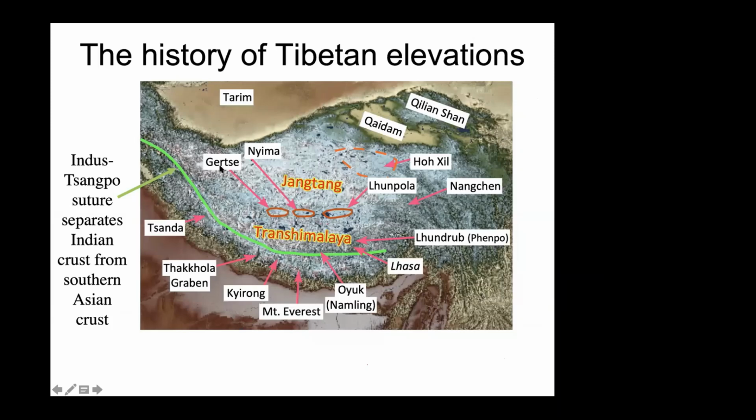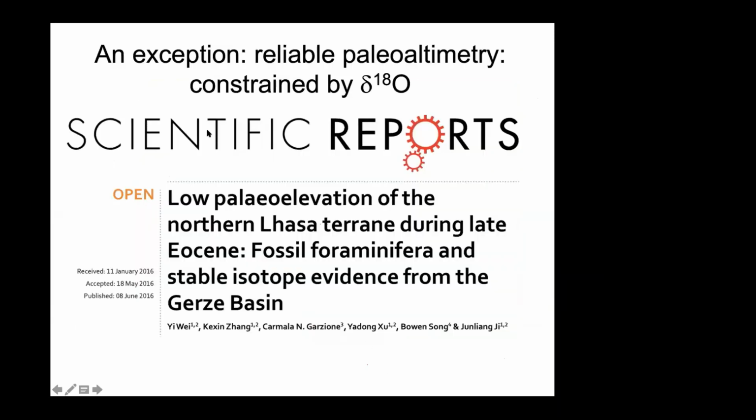And unfortunately, this first one I want to look at, I can't show you what I'd like to show you because I don't know how to do it. But this is from a paper, and I'm showing this in part because when this paper was published, I didn't believe it at all. We're back in 2016. I didn't believe it. Low paleo elevation of the northern Lhasa terrain during the late Eocene.